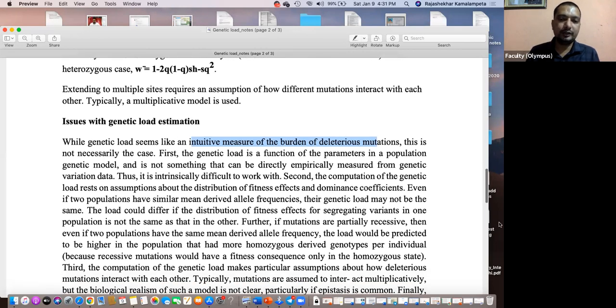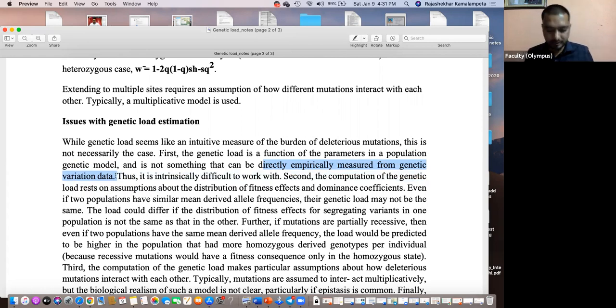First, the genetic load is a function of the parameters in a population genetic model. So meaning, as we're talking about what is optimal, how do you know what is optimal? There needs to be a model, there needs to be an assumption related to that. So this is based on models. The parameters that you consider here are created based on a model, and it is not something that can be directly or empirically measured from data. So you cannot directly pick.